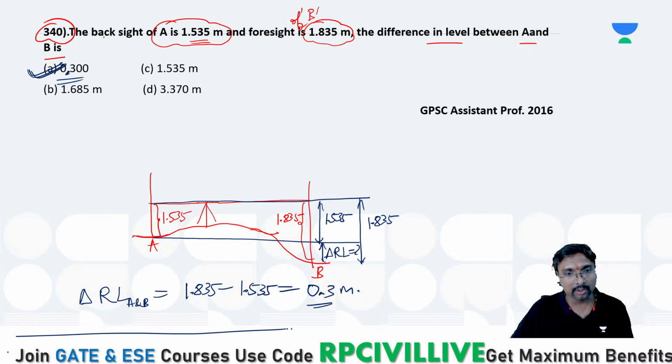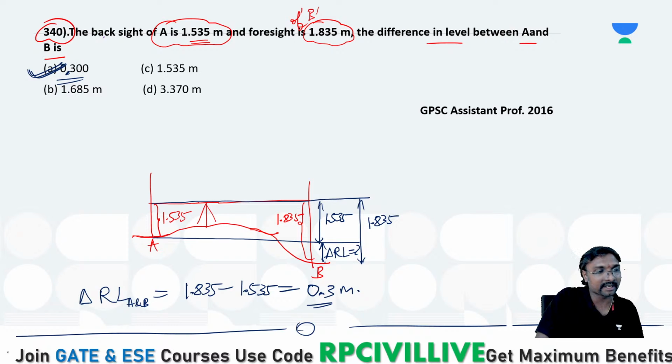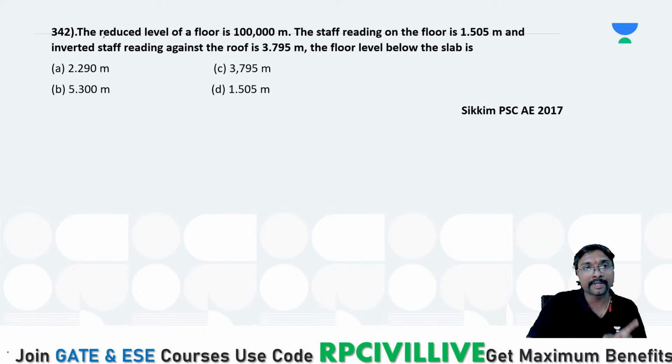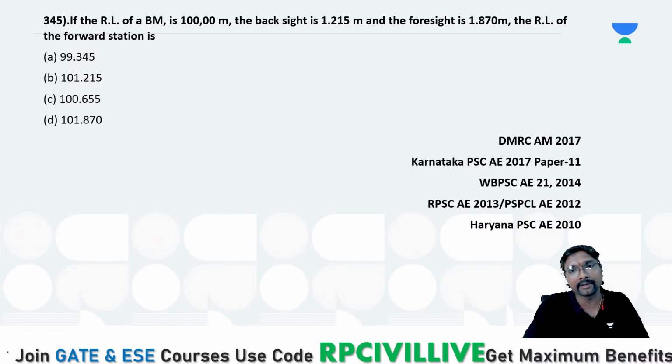So with this, we'll be closing the session. We'll be continuing with tomorrow's class. Tomorrow means again on Monday we'll be having the class. We'll be doing the remaining numerical questions on this leveling, and after that we'll be doing the corrections part.